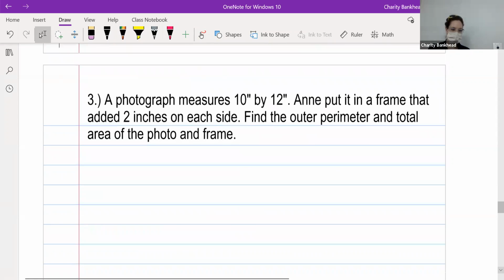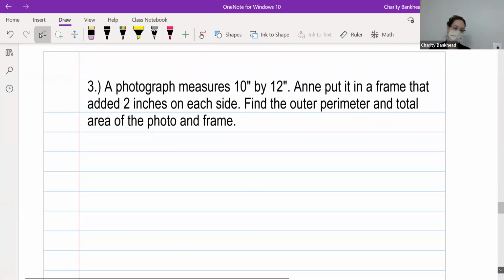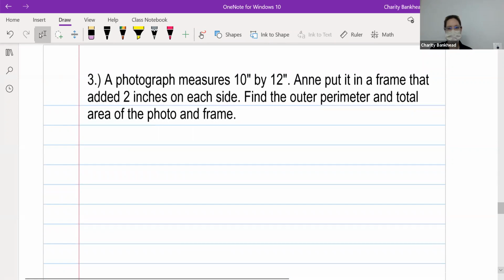All right, number 3 says a photograph measures 10 inches by 12 inches and is put in a frame that adds 2 inches on each side. Find the outer perimeter and total area of the photo and frame.